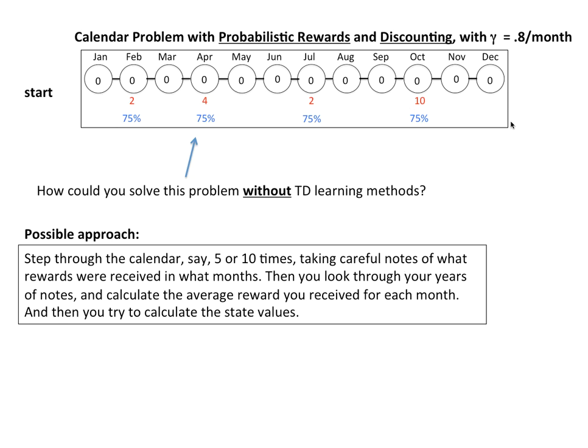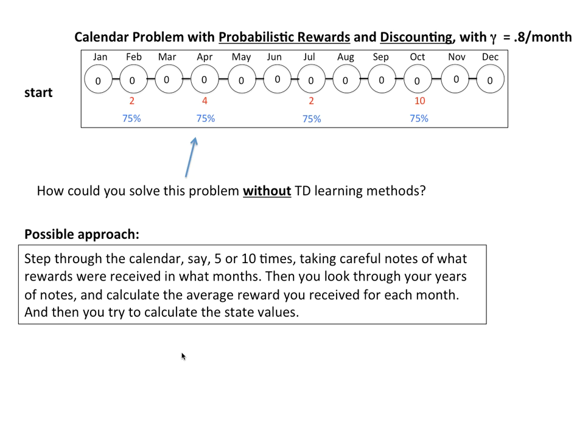Let's say you step through the calendar, say 5 or 10 times, and you took very careful notes in like a diary of what rewards were received in what months. At the end of all that, so at the end of 5 or 10 years, you look through your years of notes and you calculate the average reward you received for each month. And then you try to calculate the state values, taking into account the probabilistic and discounted nature that needs to be reflected in these state values.